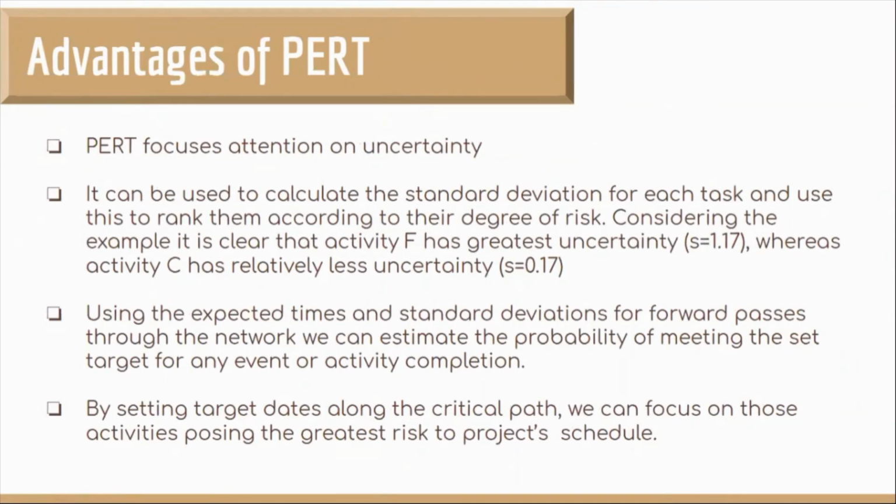It mainly focuses attention on uncertainty. It is used to calculate standard deviation, which helps us to rank the tasks based on their degree of risk. For example, we have activity F that has a standard deviation of 1.17 and C that has a standard deviation of 0.17, which is comparatively less. If we set a target date, we can find the probability of meeting the set target date using expected time and standard deviation. By setting target dates along the critical path, we can focus on those activities posing the greatest risk to the project schedule.